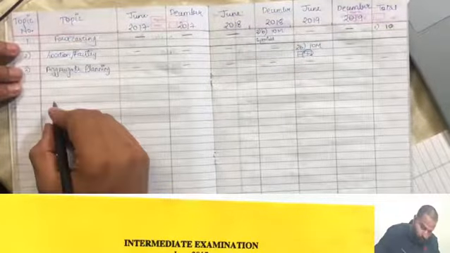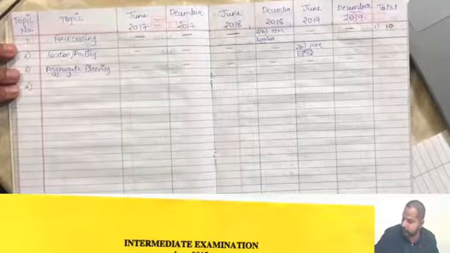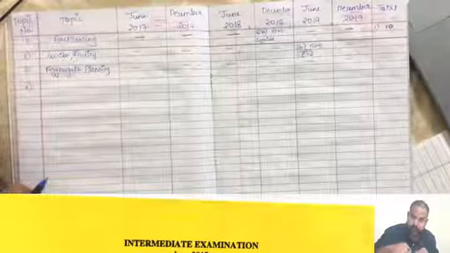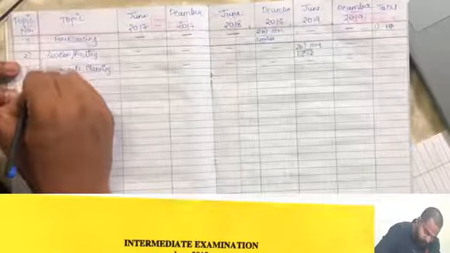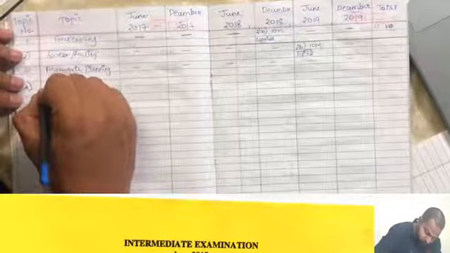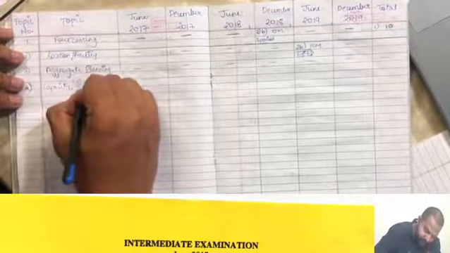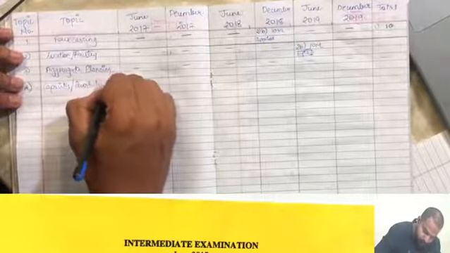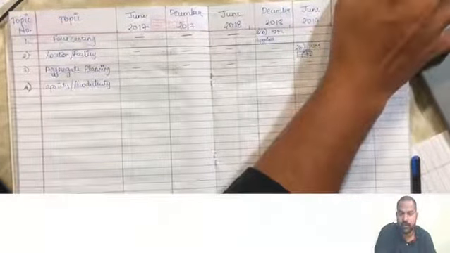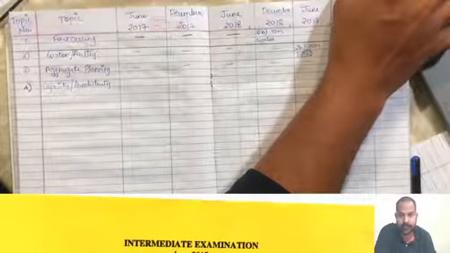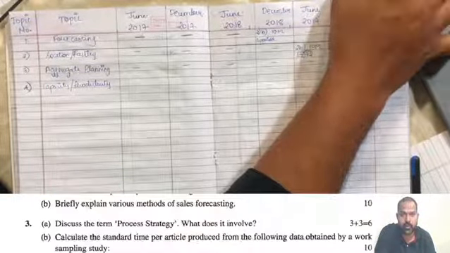Topic number 4, if I'm correct, is going to be capacity and productivity. Let's come to one question paper at a time. True or false, MCQs. Yes.